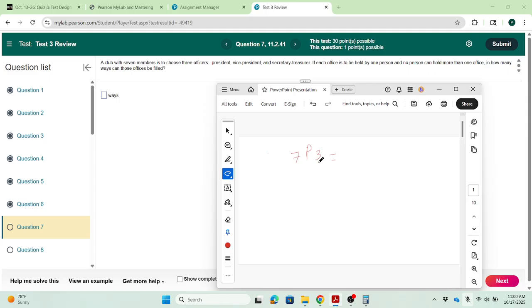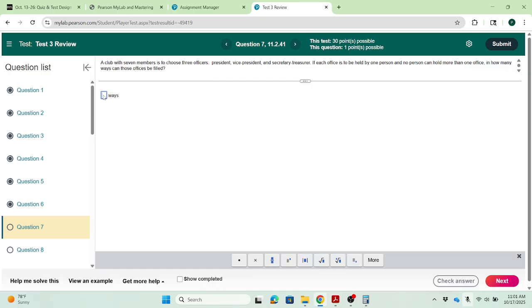So how many different ways can you permute 3 officers out of 7? It's 7 factorial divided by (7 minus 3) factorial, which is 7 factorial divided by 4 factorial, which is 7 times 6 times 5 times 4 factorial divided by 4 factorial. If you multiply these numbers, it's 210 different ways.